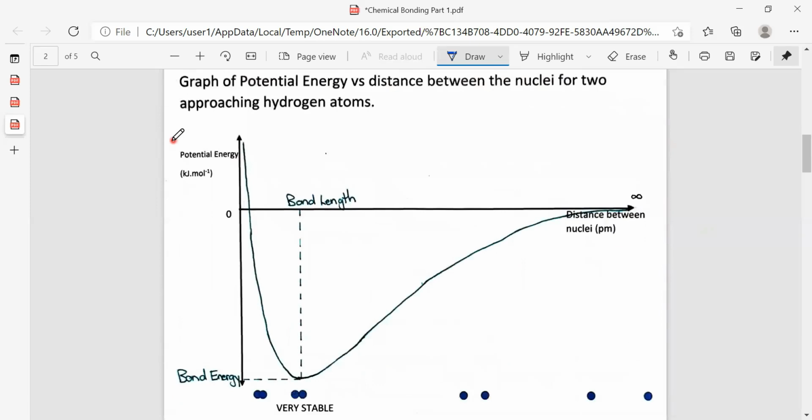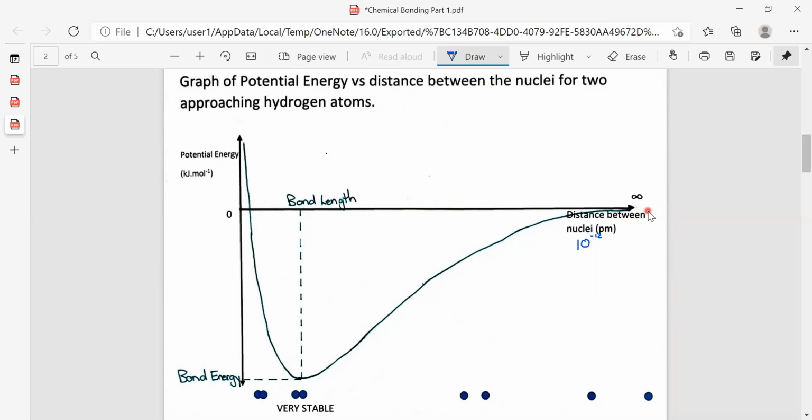This graph is important. It is the graph of potential energy versus distance between the nuclei for two approaching hydrogen atoms. So on your vertical axis, we have potential energy. It's normally given in kilojoules per mole versus distance between the nuclei. So this axis is distance between the nuclei, and these distances are extremely small. So they are in picometers. A picometer is 10 to the negative 12.